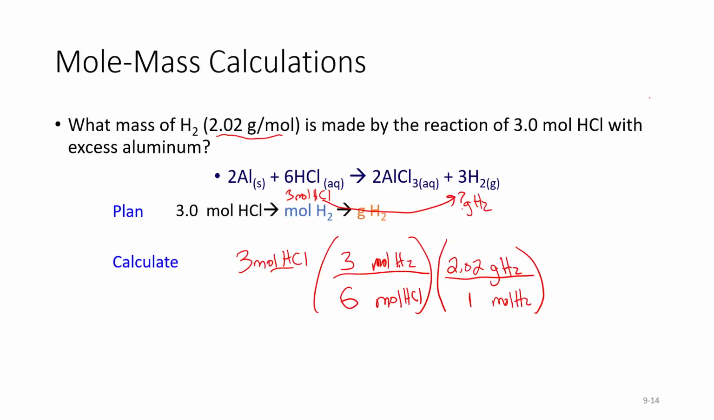Now we're going to multiply across the top and divide away the bottom. 3 times 3 times 2.02 equals, and then we're going to divide that answer by 6. Equals 3.03, and when we cancel out all of our units here, we end with grams of H2.